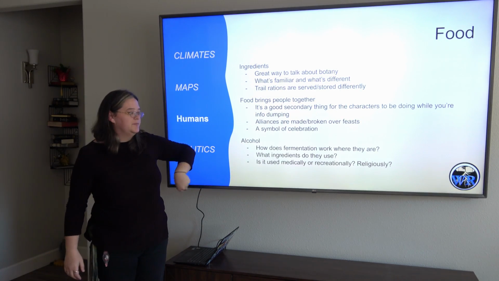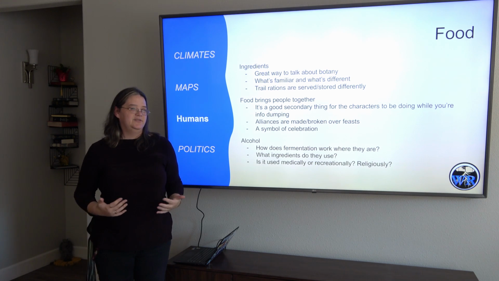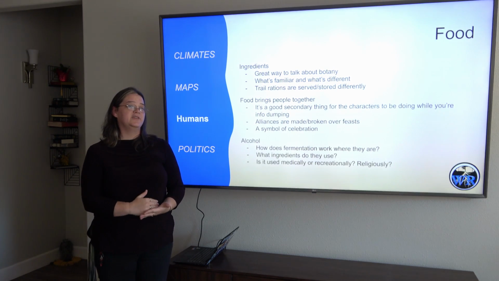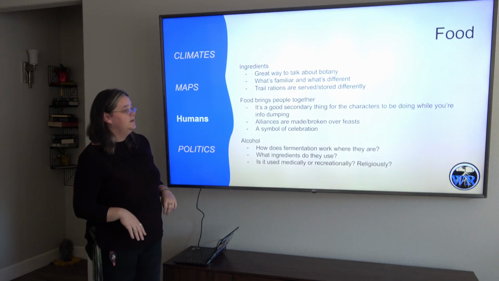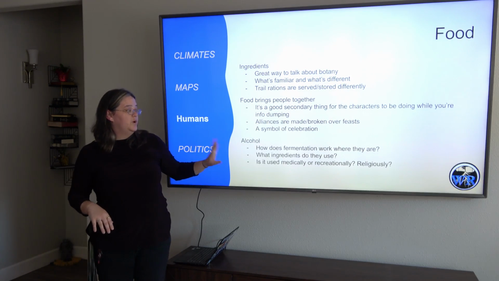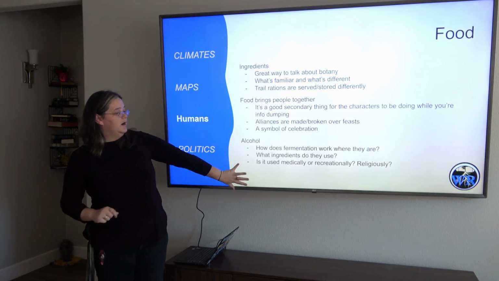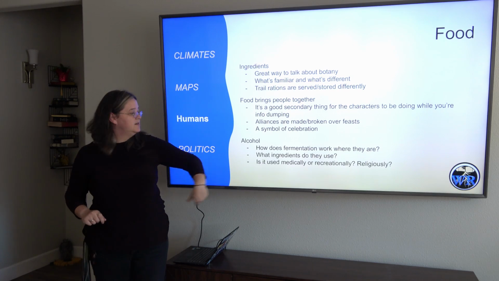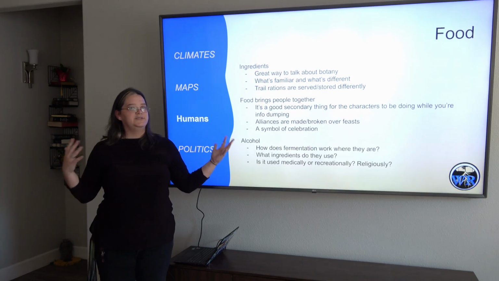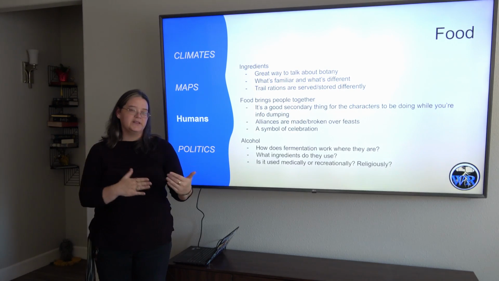Alcohol, also incredibly important, because this is how your characters let their inhibitions down. This is a great storytelling tool to reveal something about the deeper truths of the character, especially if they're very guarded. Understand how fermentation works wherever they are. What ingredients they're using, if they're using honey, if they're using grapes, if they're using barley. Is it used medicinally or recreationally or even religiously? These are all different ways that food can integrate into your culture and your character can directly interact with the world around them.